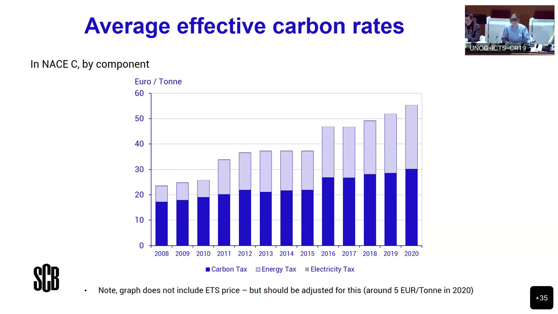So, for example, in 2011, you see that the ECR increased by around 5 euro per ton in the manufacturing industry. And this was because a tax discount for trading industry was changed from 100% to 70%. So we can actually follow those types of changes in direction in tax policies in these ECR calculations. And again, it will be interesting to also add the ETS price on top of this diagram.